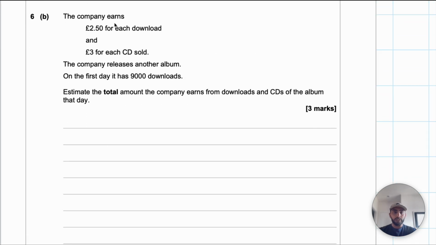Part B. The company earns £2.50 for each download and £3 for each CD sold. The company releases another album. On the first day, it has 9,000 downloads. Estimate the total amount the company earns from downloads and CDs of the album that day.